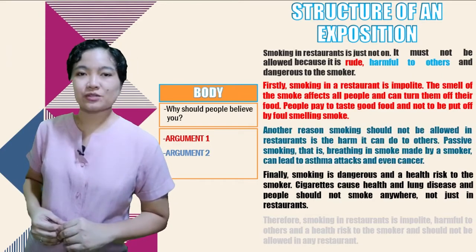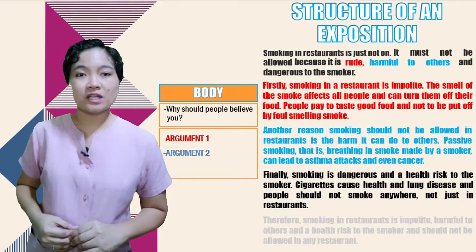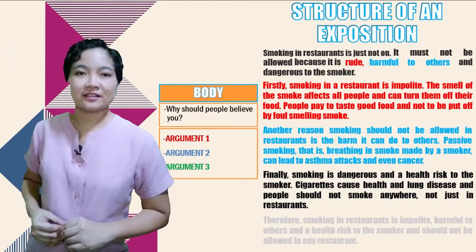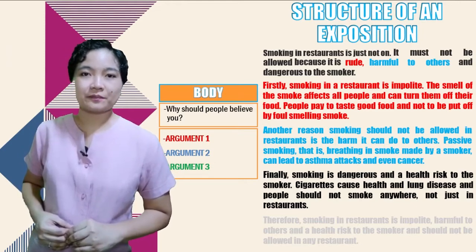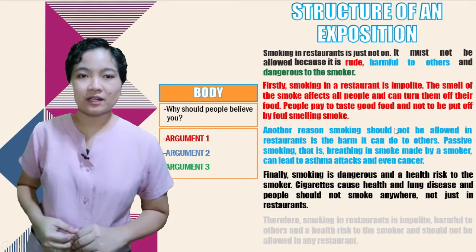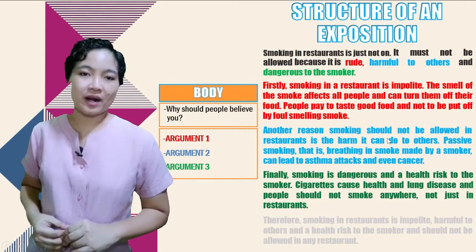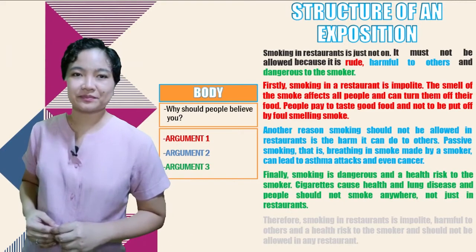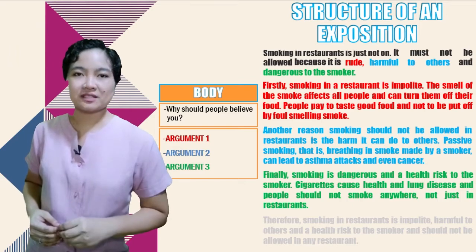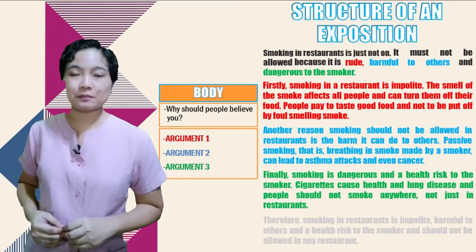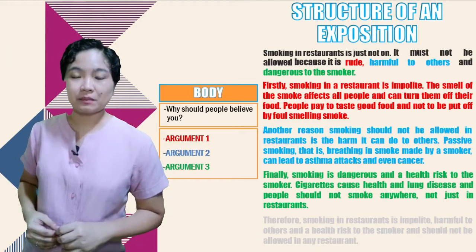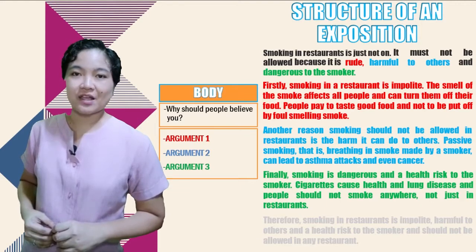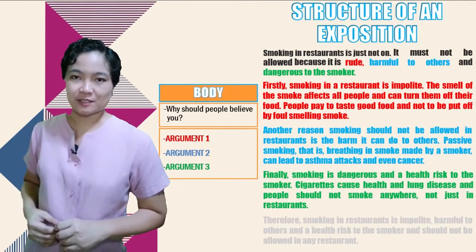Therefore, we're going to write about the reason why smoking should not be allowed in restaurants. And the third argument would be about smoking is dangerous to the smoker. Here, you are going to write what makes smoking dangerous to the health of the smoker. These 3 arguments focus on the highlighted points that you had mentioned in your statement of position in the introduction earlier. So, this is the body or the content of your exposition.